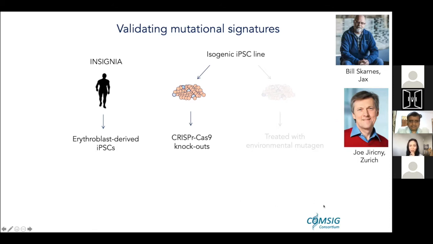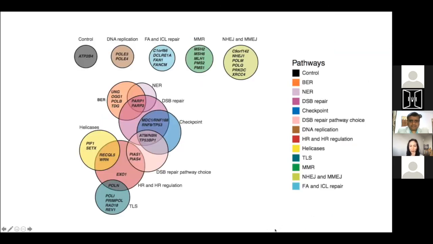So this was work I did with Joe Jiricny in Zurich and Bill Skarnes at JAX. So we knocked out all of these different genes in all of these different repair pathways. We didn't manage to knock everything out. It was all semi-high throughput. So of course, there are going to be some genes that are going to be impossible to knock out, but this is what we managed to get.